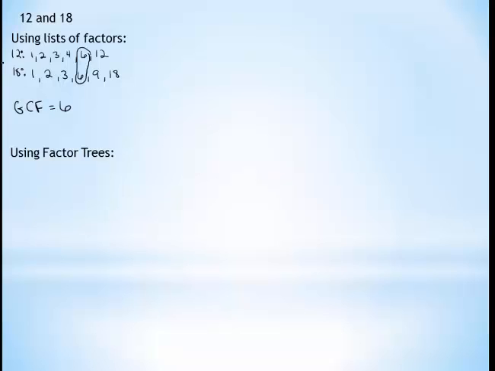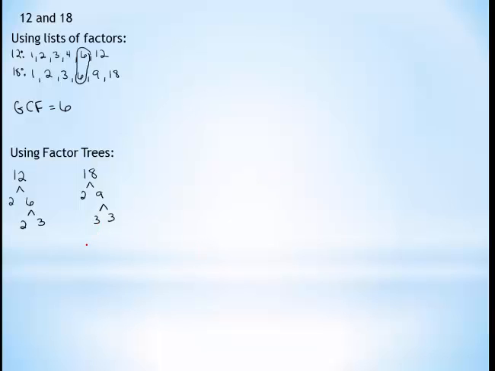Now, this works out okay for small numbers like this, but if you have large numbers like 396, that's a lot of possible factors, and it might not be so easy to list all the factors, and that's when factor trees come in handy. So what we do is we list the two numbers, and then we create the factor trees. 12 is 2 times 6, 6 is 2 times 3, 18 is 2 times 9, and 9 is 3 times 3.